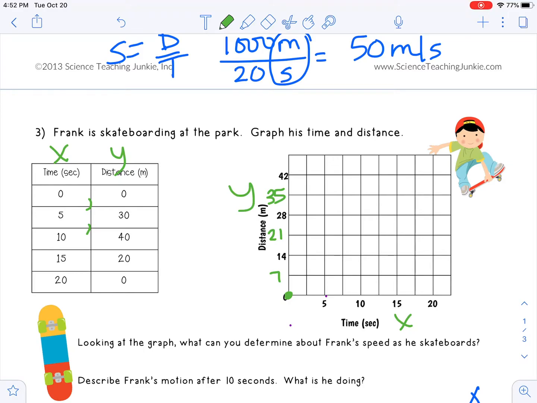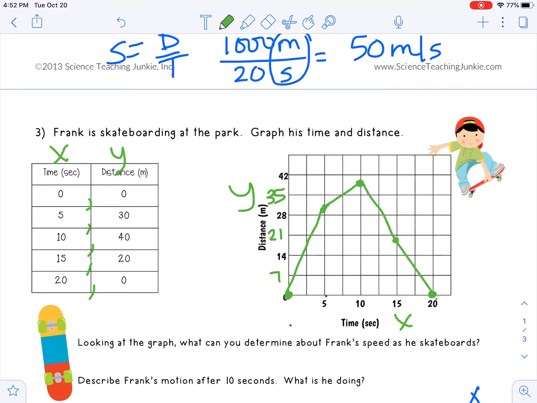So 5 and 30. It's going to be a little bit right in here. Okay, so 10 and 40. And then 15 and 20. And then 20 and 0. Okay, so I am ready now to draw my lines in the order that I drew my points.